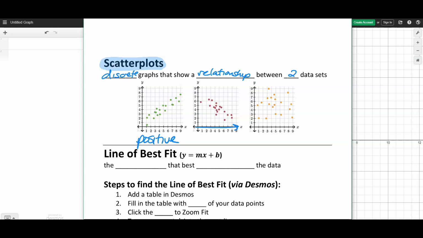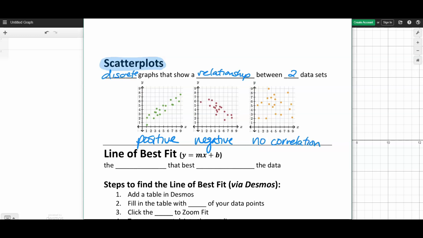Since as the x's increase, the y's are decreasing on this one, we have what's called a negative correlation. As I have more of whatever we're measuring on the x-axis, I'm going to have less of whatever we're measuring on the y. And then since this one's just kind of all over the place, there's no real trend line that I can draw. It would be kind of flat. This is called no correlation.